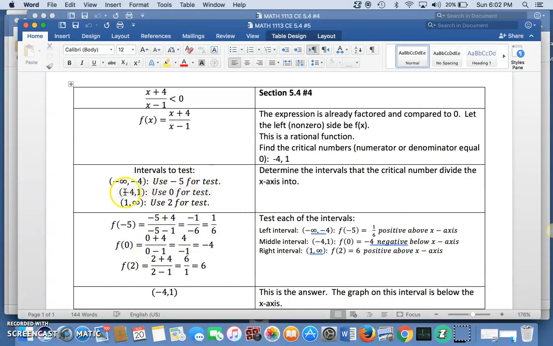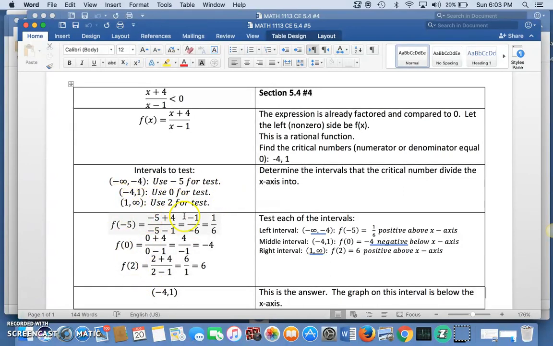Plug in something from negative 4 to 1. 0 is always great. You plug in 0. 4 divided by negative 1 is negative 4. It's negative. So within that interval, from negative 4 to 1, you're getting a negative answer. It's going to be below 0.